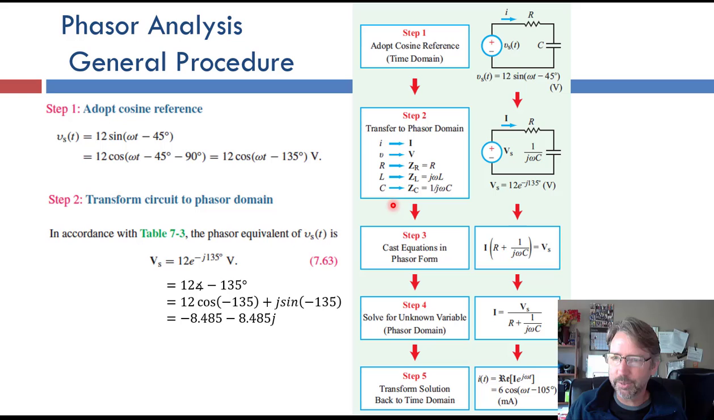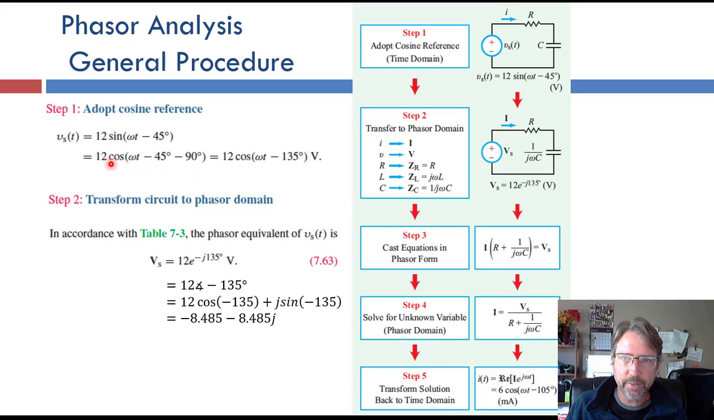That gets rid of differential equations, and we can then solve in terms of impedances, just like we would with resistors, and solve for whatever we need to find, and that will give us a phasor for our solutions. And then we have to transform them back to the time domain. So this is what we do. We transform, solve, and then transform back.